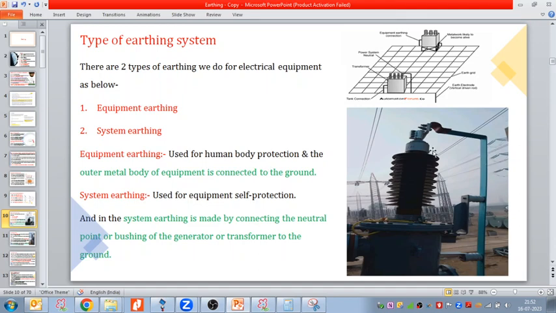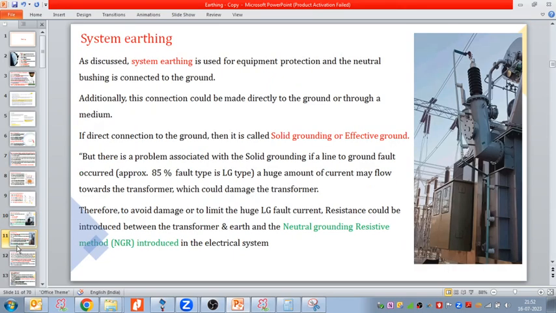So broadly, we do two types of earthing: equipment earthing and system earthing. The purpose of equipment earthing is human being protection, and system earthing is for the equipment's self protection. Let us take one case at a time. Let us discuss system earthing first, which is equipment self protection.